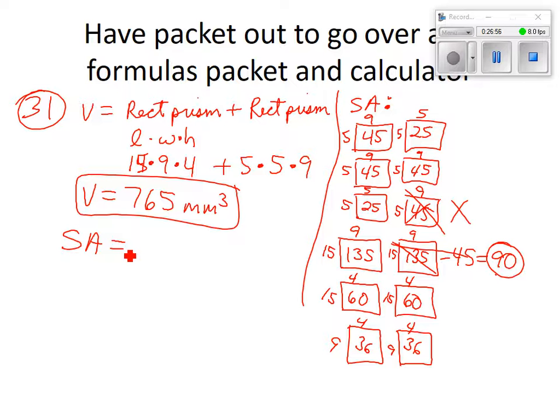We do know our units. What can we put our units in as? Millimeters squared. Yeah, 602. Is that what we're going with?